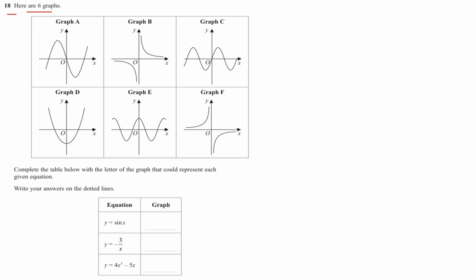Question number 18. Here are 6 graphs: graph A, graph B, graph C, graph D, graph E, graph F. Complete the table below with the letter of the graph that could represent each equation. Write your answers on the dotted line.